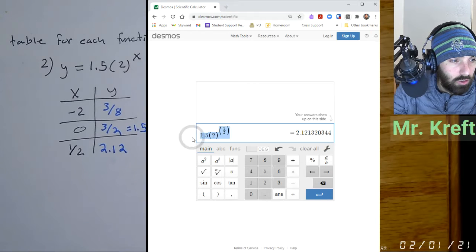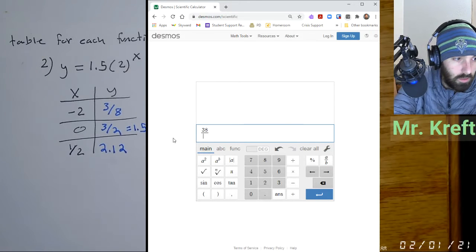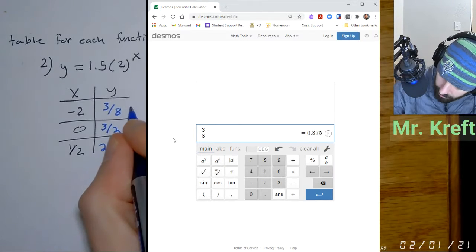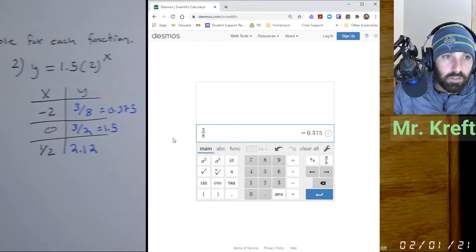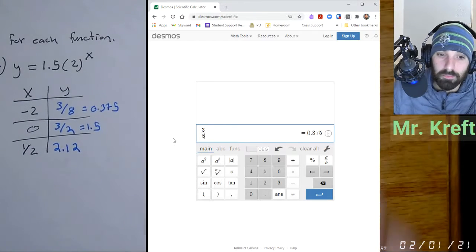And then 3/8. I should be able to do that in my head, but oops. Of course, I did. It is 0.375. Okay, just put them in Desmos.